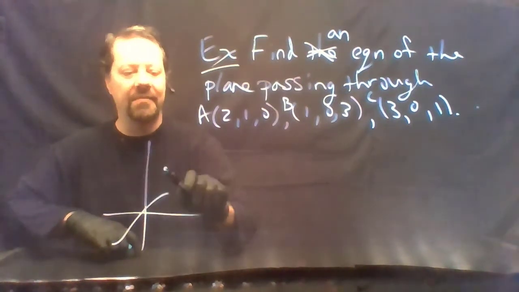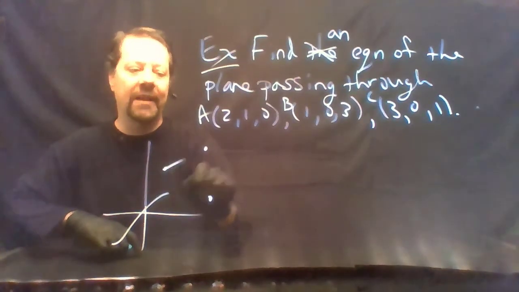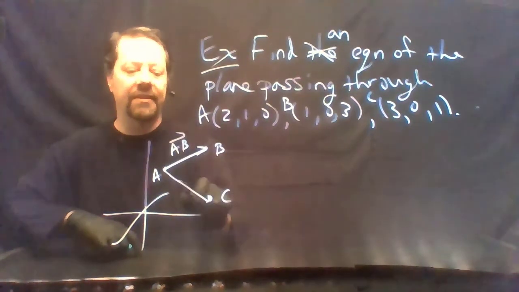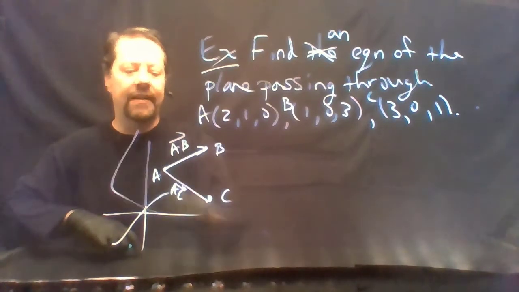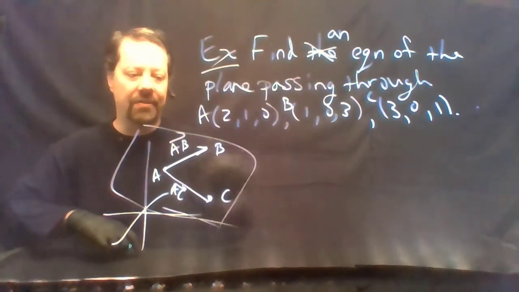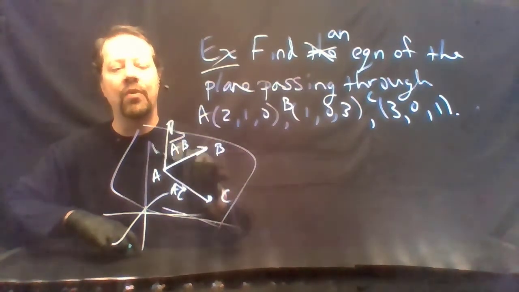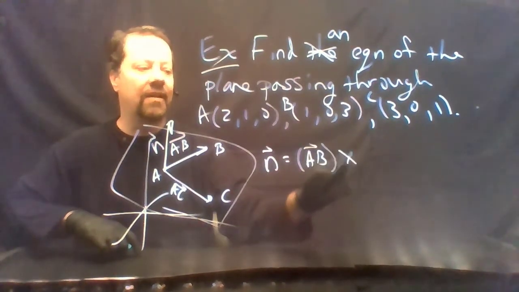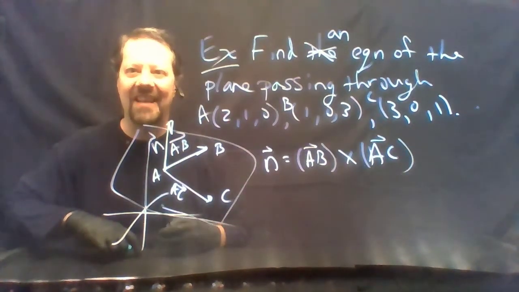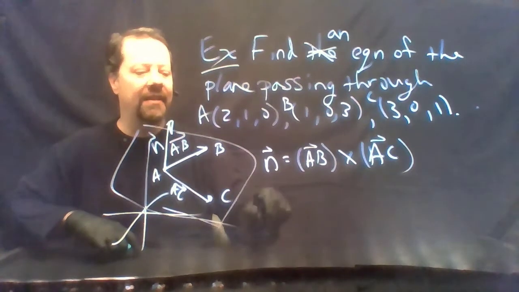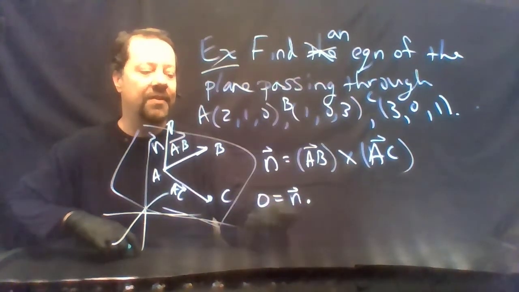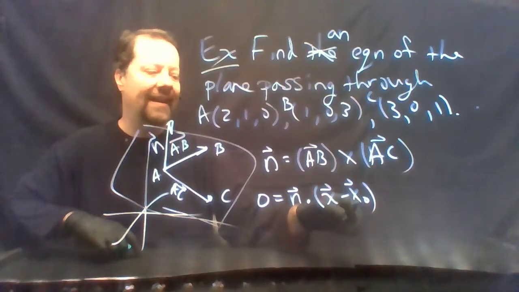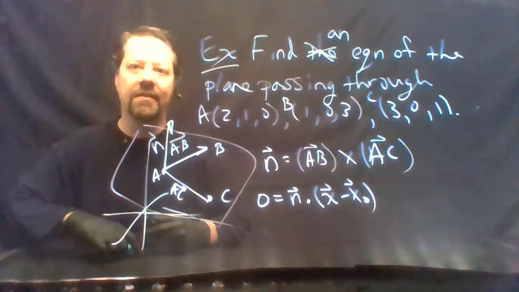So if I have three points, A, B, and C, then what I can do is find the vector AB and the vector AC. These two vectors will lie in the plane, since these three points are in the plane. We can construct then a normal vector by taking the vector AB and crossing it with AC. That vector must be normal to the plane. From there, we just use our formula 0 = n dot (x - x0), where x is a variable vector and x0 is a specific point on the plane, say the coordinates of the point A.